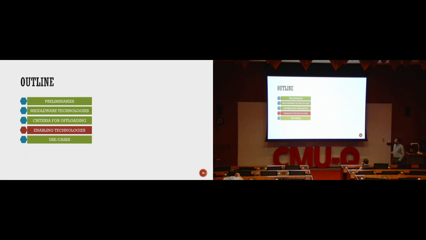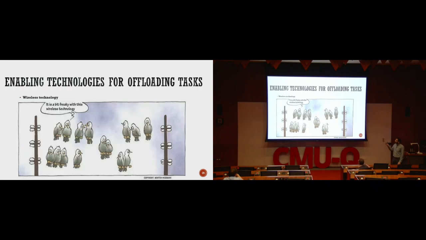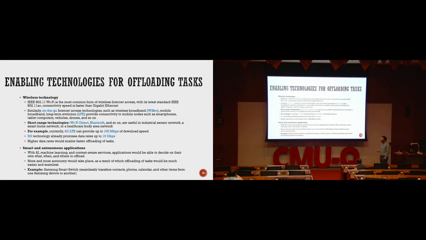What are the technologies that enable task offloading? I think convenience is the simplest answer. Anything that makes it possible plus makes it convenient are the technologies that we require for task offloading. The first and foremost would be wireless technology. If I can offload my tasks on the go through wireless technology, that's the first thing I would need when it comes to task offloading.